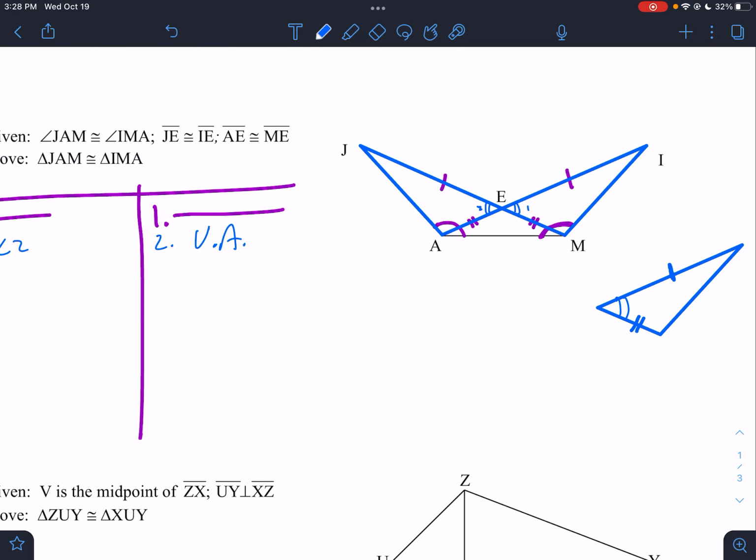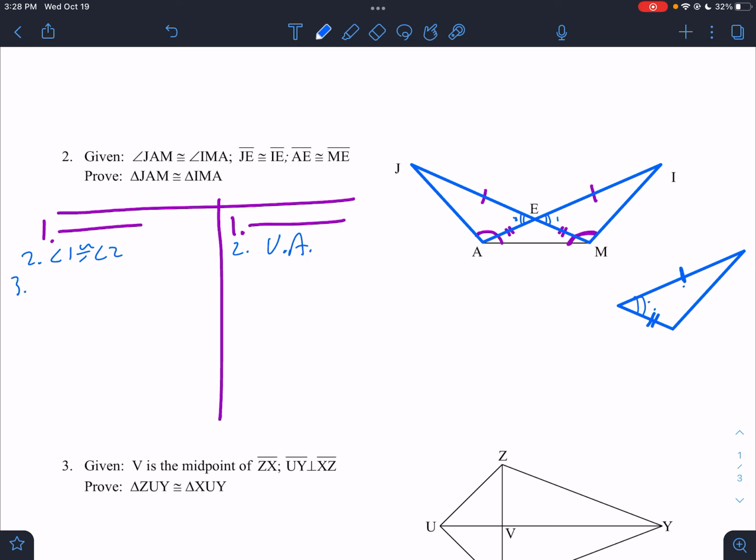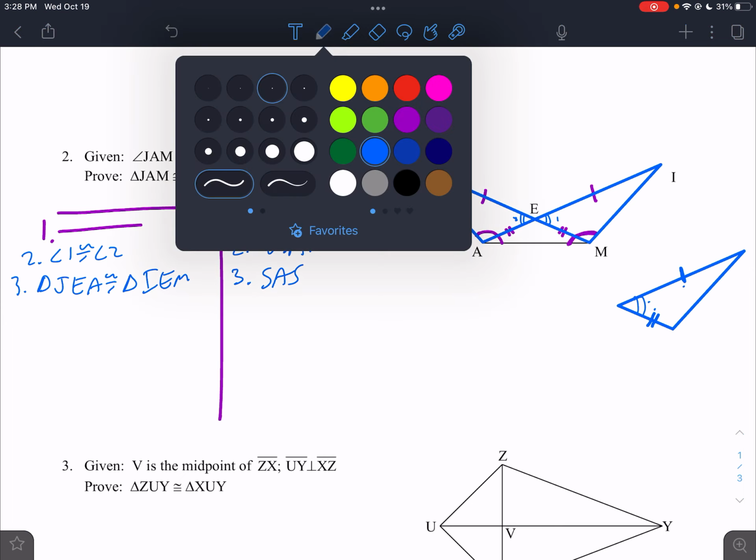Do I now have enough to build that triangle? Yeah, that's all we had to get. We now have side, included angle. Two sides and the included angle. We can say that triangle JEA is congruent to triangle IEM. And that is two sides and the included angle. If you can get me two congruent triangles, I'm going to give you more than half the points. The rest of it can be pretty tough.